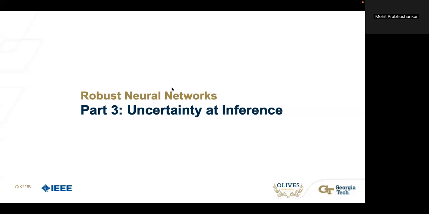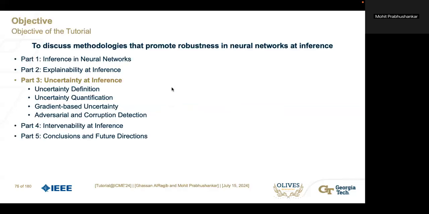Just to recap, we have done two parts. Just an introduction into the idea of inference, and what are the required parts of inference that we are interested in, which is the gradients, followed by explainability and how it helps inference to make it more robust. So now let's talk about the idea of uncertainty. Specifically, we'll discuss four topics: the definition of uncertainty, how we can quantify uncertainty, followed by more relevant things for us, which is gradient-based uncertainty and some kind of robustness measures that we can perform with the help of this gradient-based uncertainty.